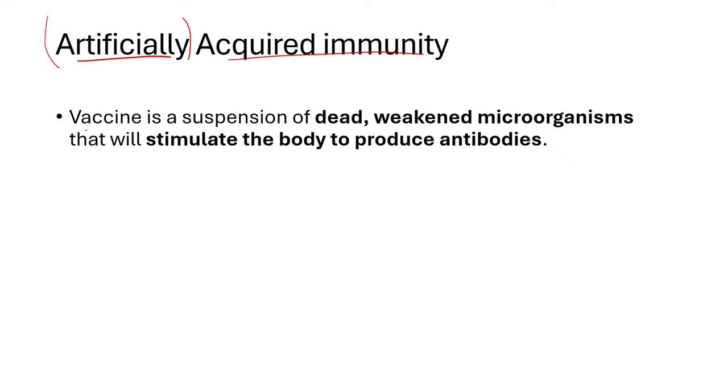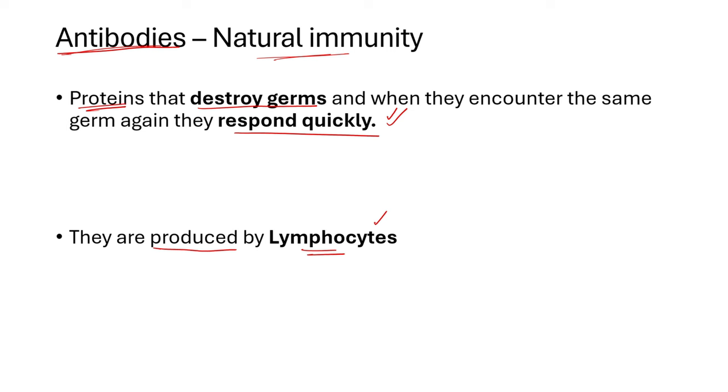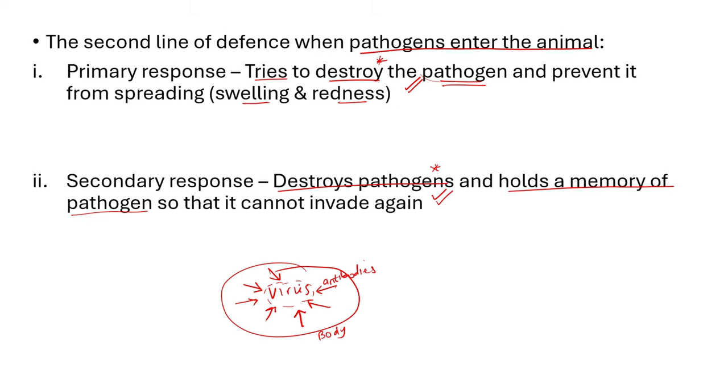So that is where we use this thing known as a vaccine. A vaccine is a suspension of dead, weakened microorganisms that will stimulate the body to produce antibodies. This is a form of artificially acquired immunity, because remember that what causes the body to release antibodies is that a pathogen has entered. So when a pathogen enters, the body secretes antibodies.